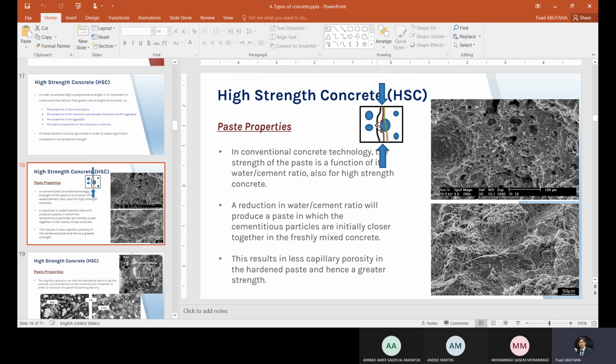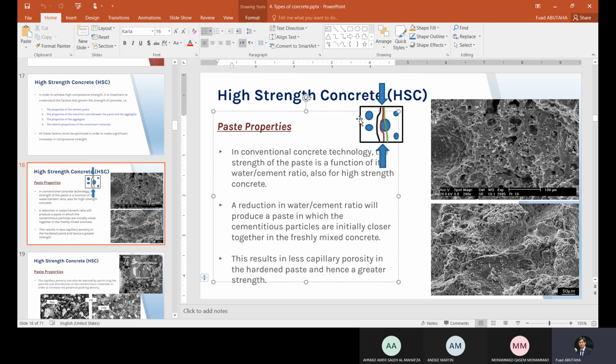Or if the cement paste is good and the aggregate is strong, but the bond between the aggregate and the cement paste is weak, the crack will go through this path, which is the weakness point.